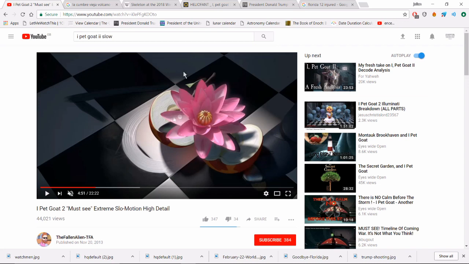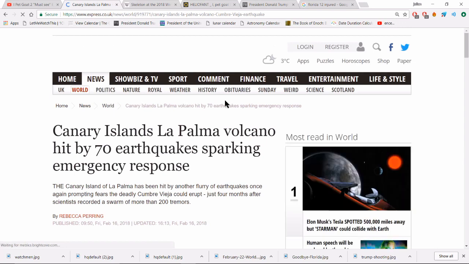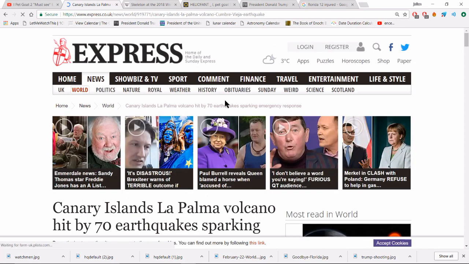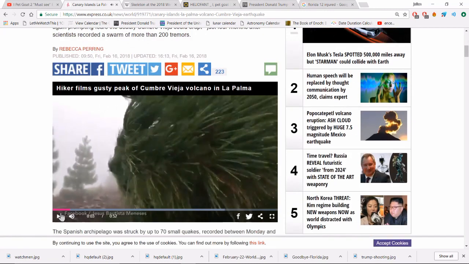There's plenty of reference to this being a volcano, and in the last couple of days, Cumbre Vieja volcano could erupt after a swarm of seismic activity hit La Palma. 70 earthquakes. They've convened an emergency meeting about it, and this is coming up to the 18th, where something like this could possibly take place. So I'm going to stick with my theory on the tsunami and possible missile attack happening on the 18th.